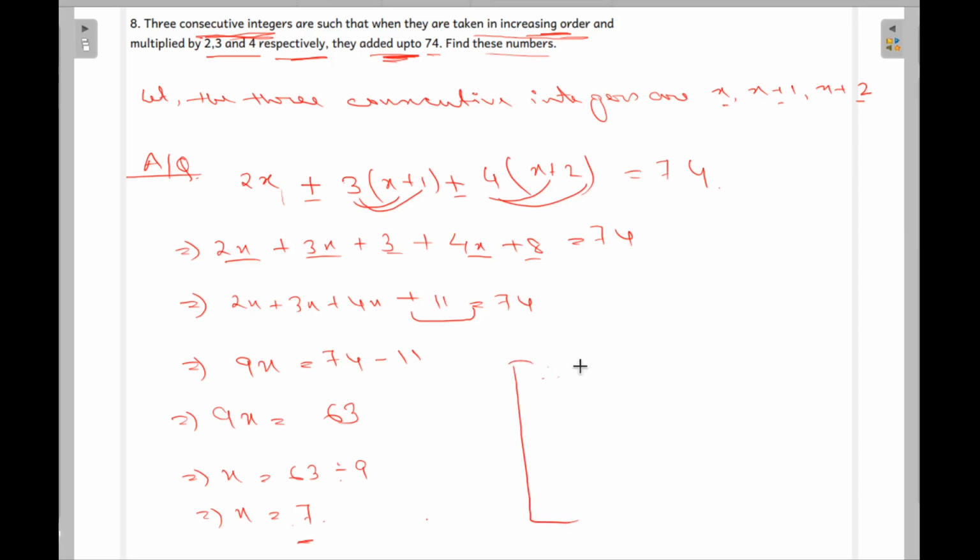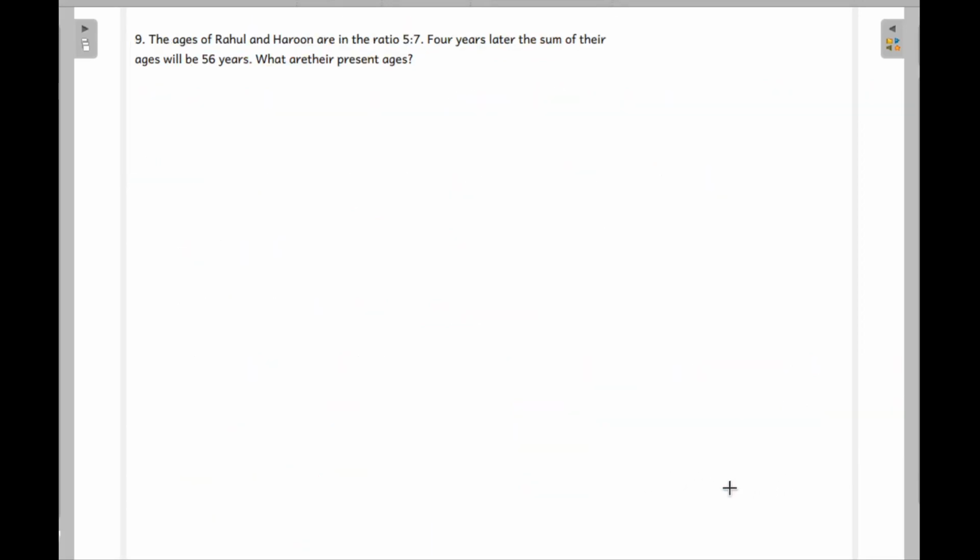So therefore, the consecutive integers are 7, next to 7 plus 1, that is 8. The last one is 7 plus 2, that is equal to 9. Okay, so the consecutive integers are 7, 8 and 9 respectively. Now move to question number 9.